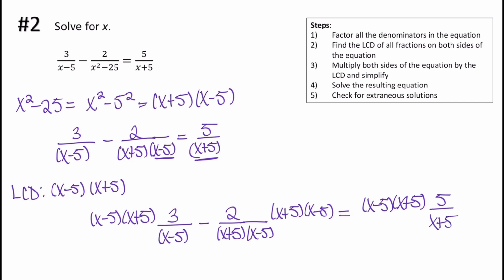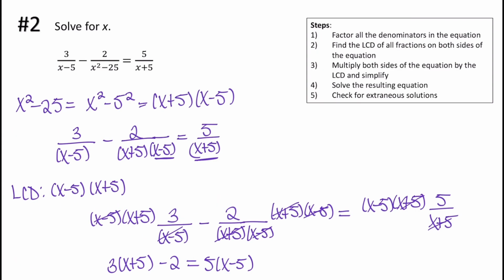Now let's cancel any common factors we have. Here the x minus 5 and x minus 5 cancel. Here x plus 5 and x plus 5 and x minus 5 and x minus 5 cancel. And then here x plus 5 and x plus 5 cancel. So we have 3 times x plus 5 minus 2 equals 5 times x minus 5. Let's go ahead and continue solving this problem.